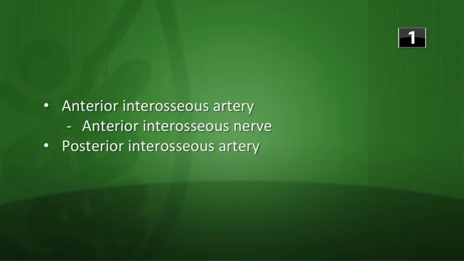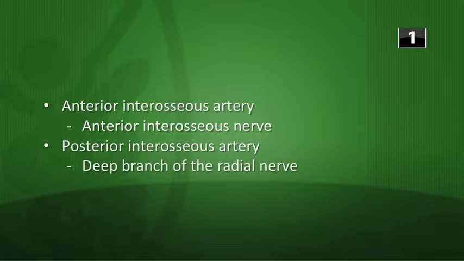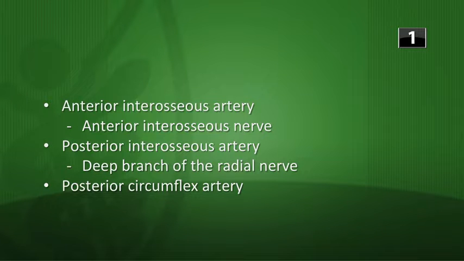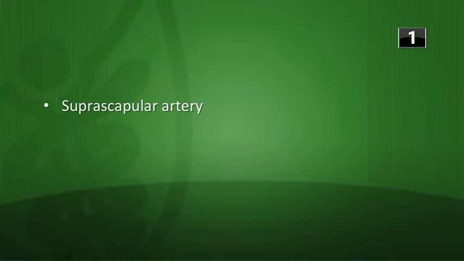Next we have the posterior interosseous artery. It goes along with the deep branch of the radial nerve. Next we have the posterior circumflex artery. That's going to run with your axillary nerve. Next, the suprascapular artery is going to run with your suprascapular nerve.